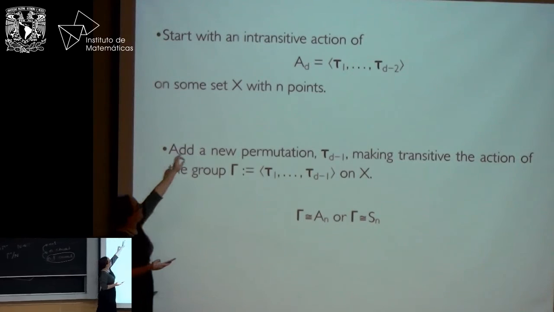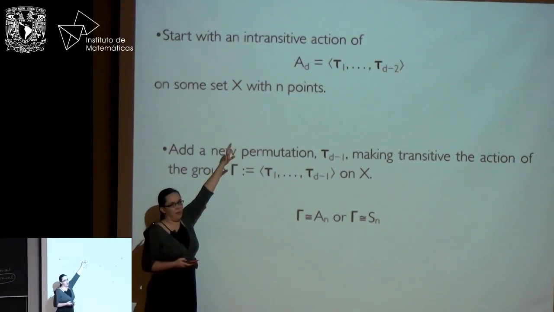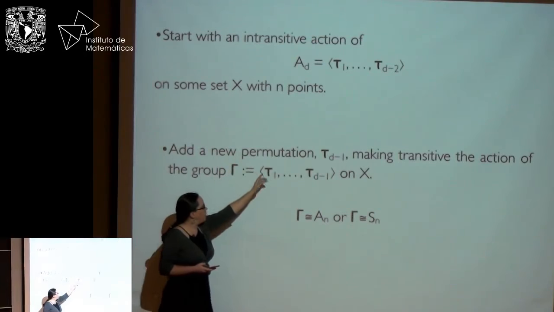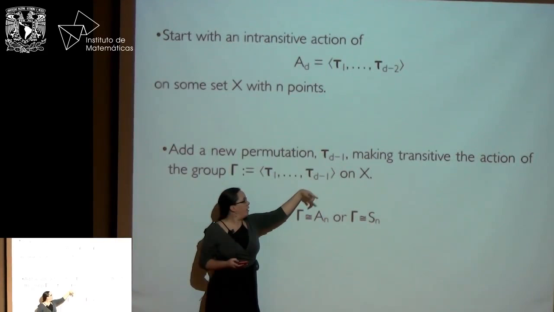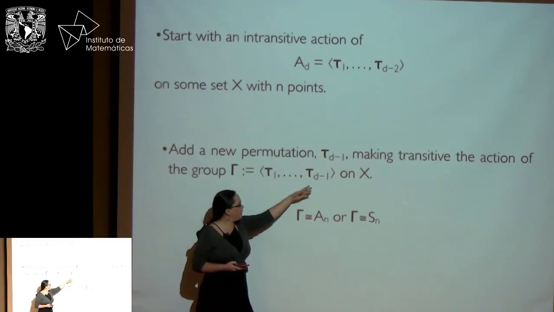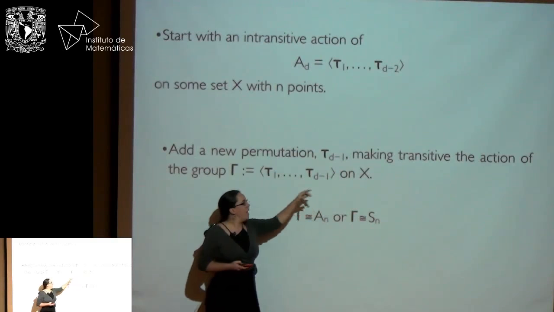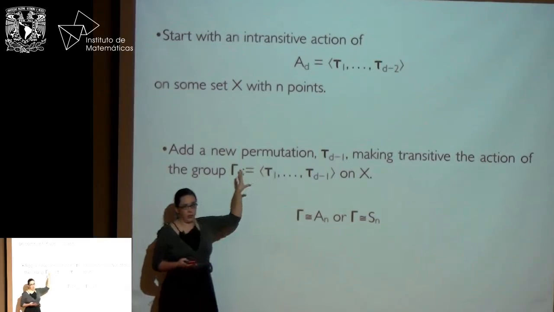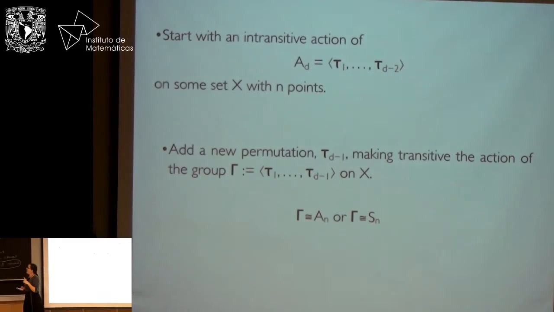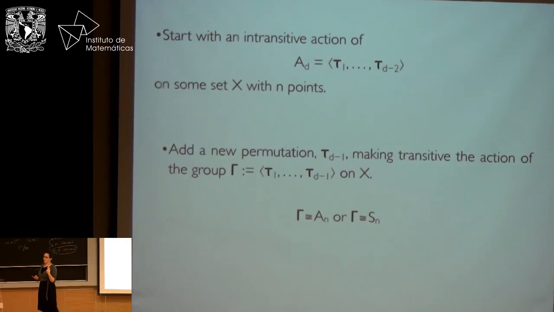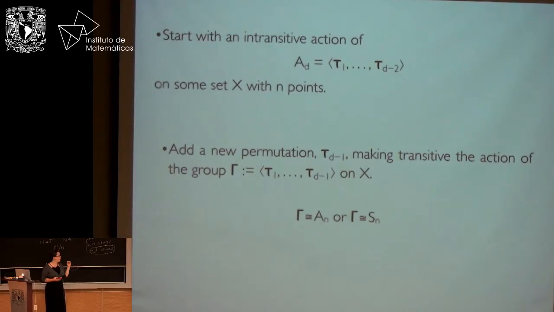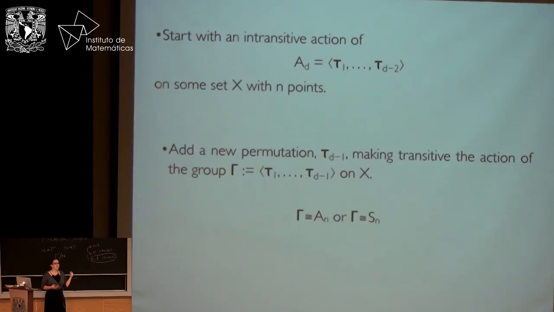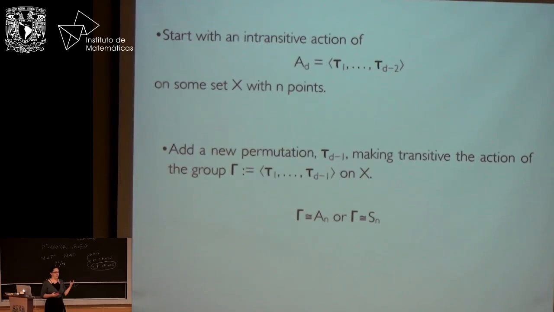So I have over there an alternating group. So I put another element that is going to be some kind of a permutation on X that is going to make the action transitive. And the construction is based on the fact that when I put this extra element, I'm able to create an element of the new group that acts as a p-cycle, for some prime p, on the set X.